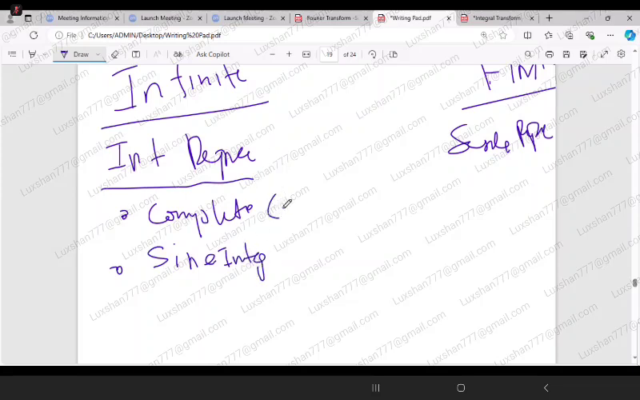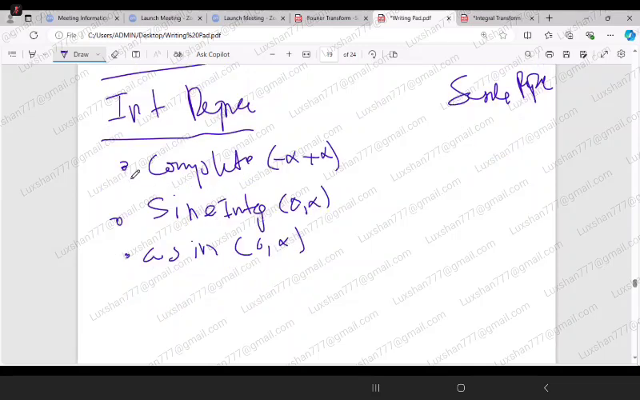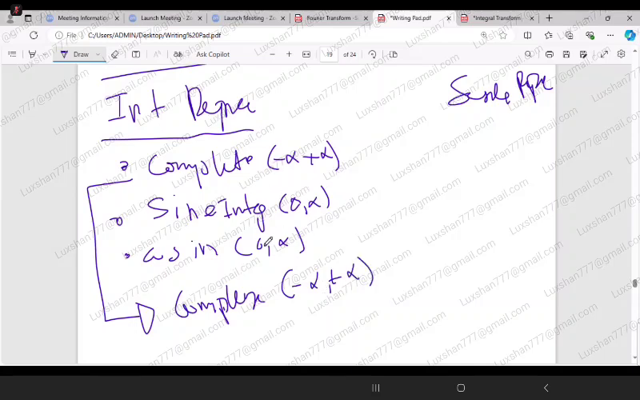When we use the complete one, the range is minus infinity to plus infinity. When we use the sine integral, 0 to infinity. Cosine, when we use that one, 0 to infinity. This one we can again write in complex form. Complex, so minus infinity to plus infinity. Here complete one means a(omega) cos omega x plus b(omega) sin omega x, that form. That is the complete one. This is the complex one using the exponential function.